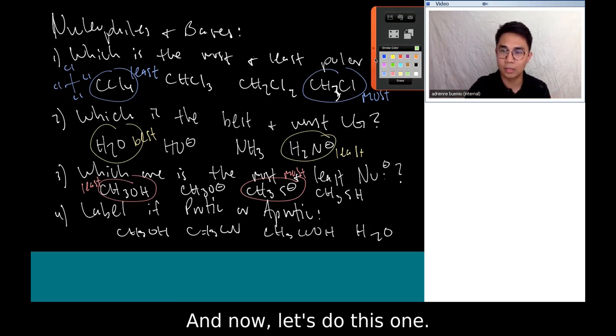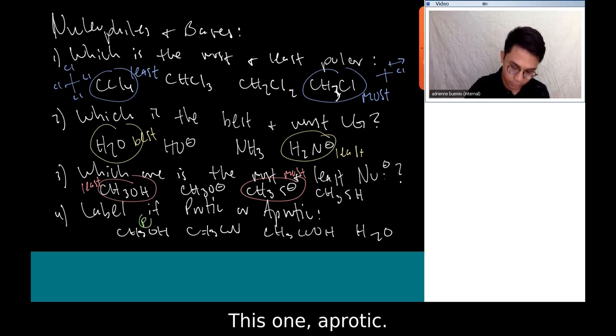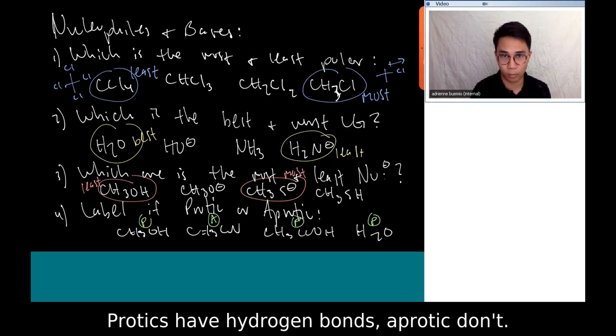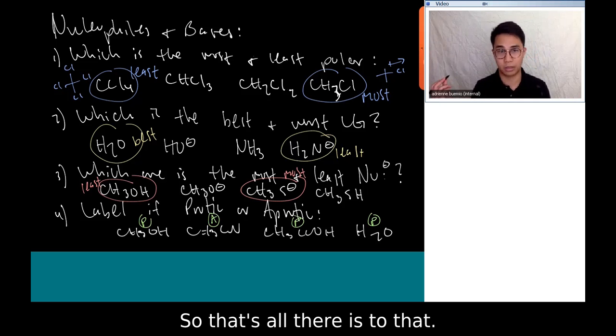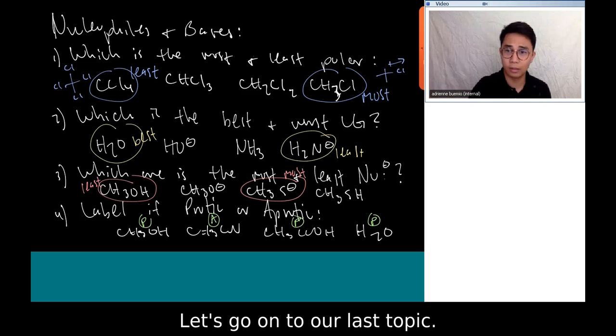And now let's do this one. For this one, you guys should have gone protic. This one, aprotic. This one's protic, protic. And the easiest way to do this is, again, hydrogen bonds. Protic have hydrogen bonds, aprotic don't. So that's all there is to that, right? Not too crazy. And yeah, let's go on to our last topic.